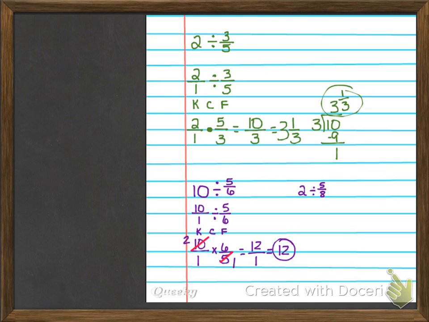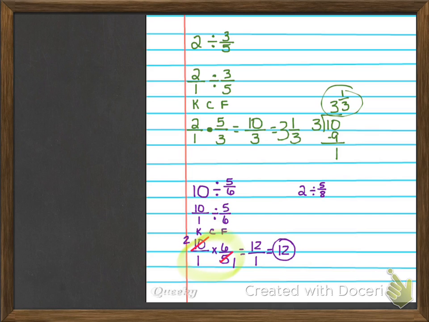All right, so looking at the first example, you can see that what I did over in this area is I went ahead and wrote 10 over 1 divided by 5/6. Then I wrote my KCF. So then I went ahead and wrote my 10 over 1. I changed my division sign to a multiplication symbol, and I wrote 6 over 5. So I did the reciprocal of 5/6, so I flipped it.